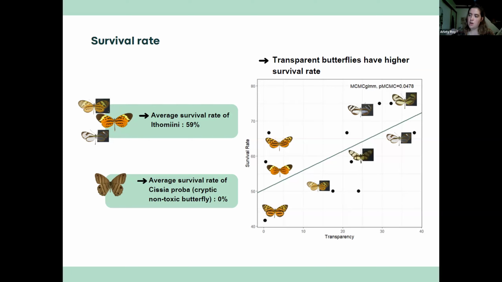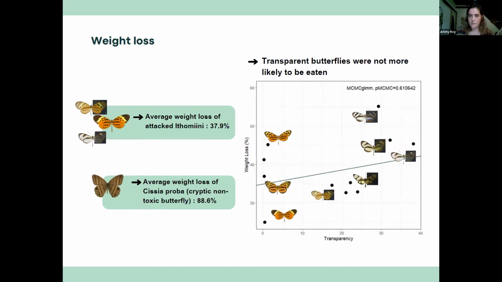In general, Ithomiini butterflies showed high survival rates compared to the palatable butterflies, which were always killed and eaten. And moreover, transparent Ithomiini showed higher survival rates than opaque ones. However, transparency did not correlate with ingestion. And in fact, all Ithomiini were rarely eaten, if at all.